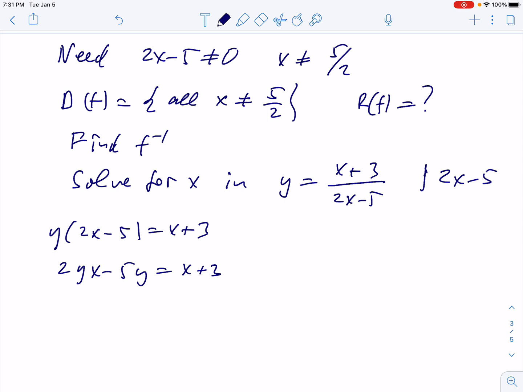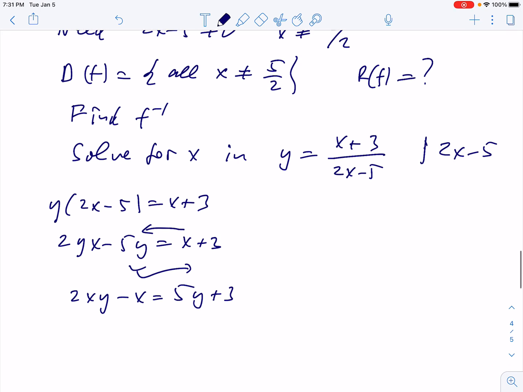Then we bring all terms with x on the left side, and this term we move to the right side. 2xy minus x equals 5y plus 3. And then we factor out x.